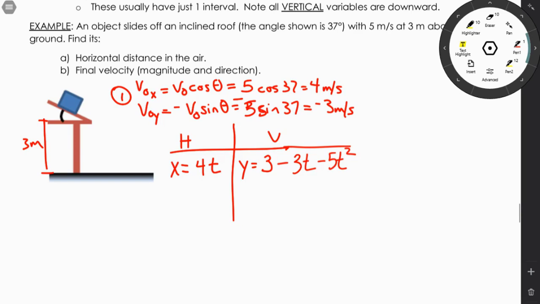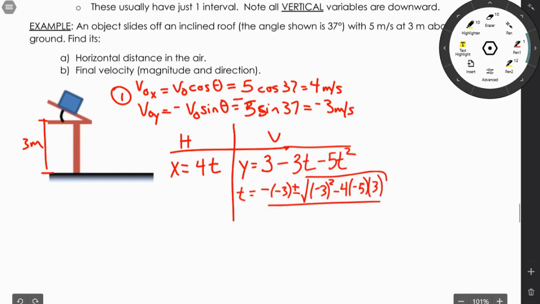Okay. So now we need to find the time it takes to get to the ground. That's going to be on our height side. So again, we're going to use the quadratic equation. So t equals negative b, so negative 3, plus or minus the square root of b squared minus 4 times a times c, divided by 2 times a.